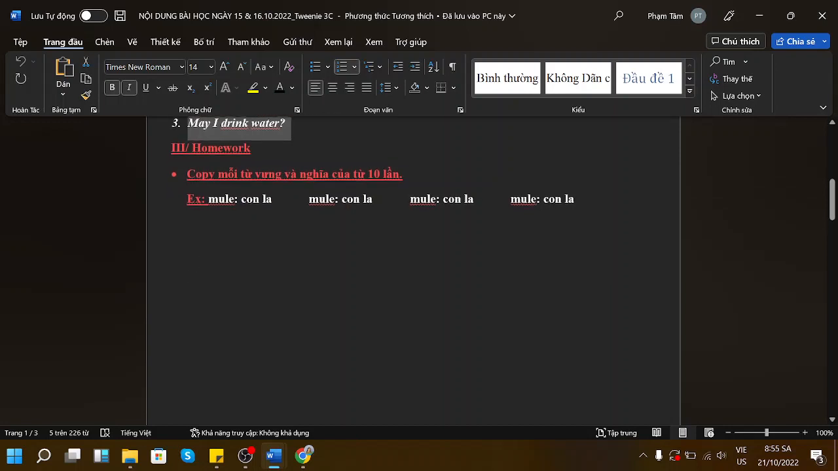Homework. You will copy each word and the meaning of the word 10 times, like the example below.